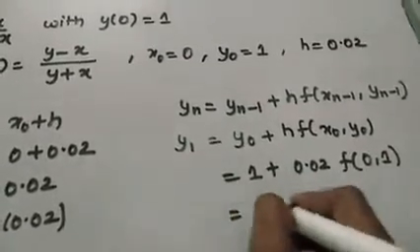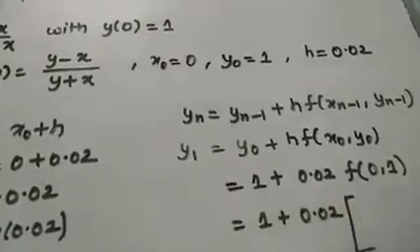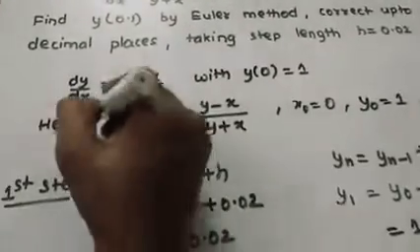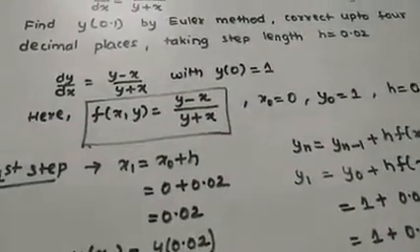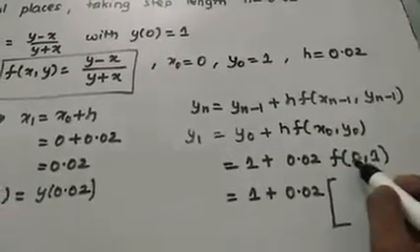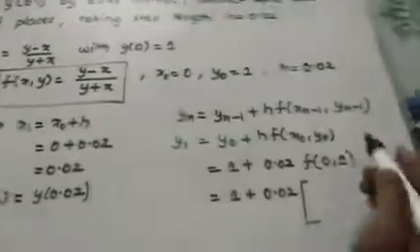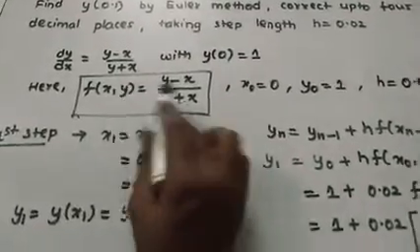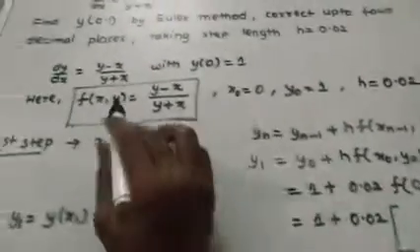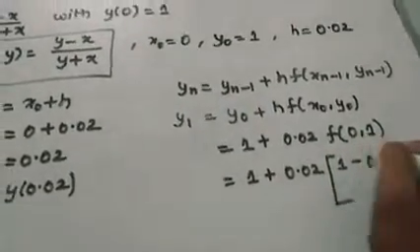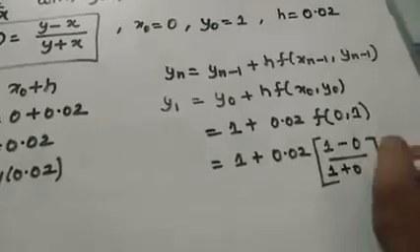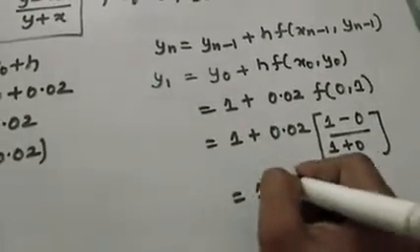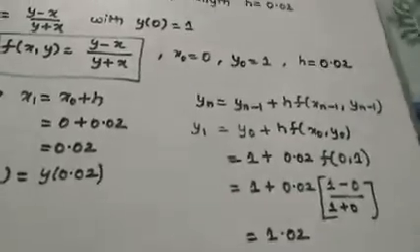So there is 1 plus 0.02. Now f of xy, what is the function given to you? Very careful. What is the function given to you? y minus x by y plus x. Okay, now here f of 0 comma 1. So 0 means your x, 1 means here your y. So putting here 1 minus 0, y is 1, x is 0, by 1 plus 0. So after simplifying you will get 1.02. If you do the simplification you will get this one.